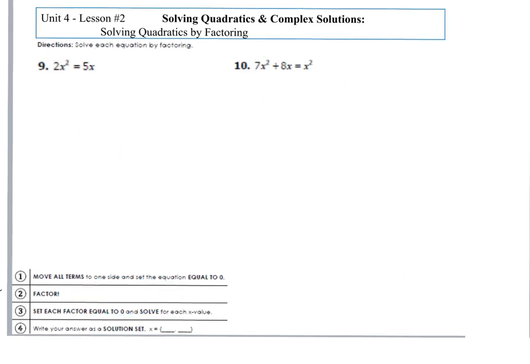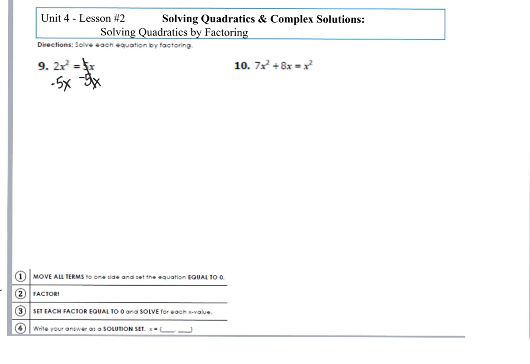So now we're on the back side of our notes, and on this back side, we're going to have the extra step of moving all terms to one side so that the equation is set equal to 0. Previous examples to this, our equation was already set equal to 0. So on number 9, we have 2x squared equals 5x. Again, we need all terms on the same side. I like to move all terms to the left because I like my 0 to be on the right side of the equal sign. Doesn't have to be, but it just kind of works out nicer.